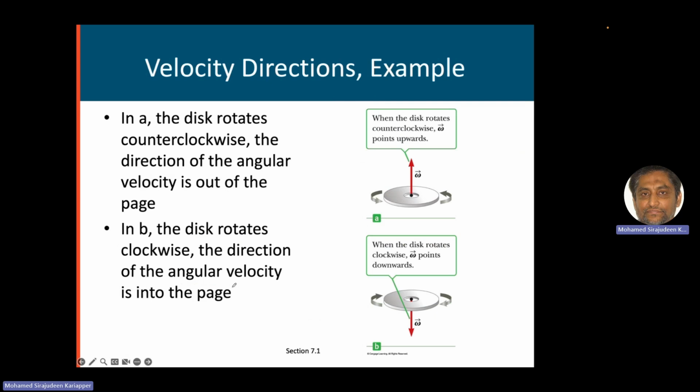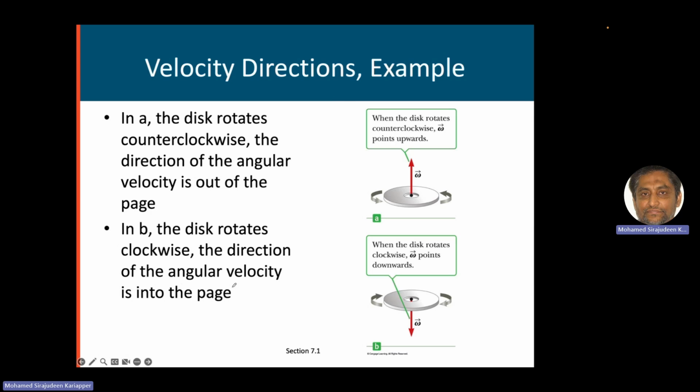So here again we are looking at disks that are rotating, but this time they are rotating in a horizontal plane. Looking from above, the one on top, A, is rotating counterclockwise, and you curl your fingers in the same direction, and the thumb is pointing up. So the omega direction for this rotating disk is up, and for this one, it is down. So that's very clear. Angular velocity is a vector. It has a definite direction, not only size.